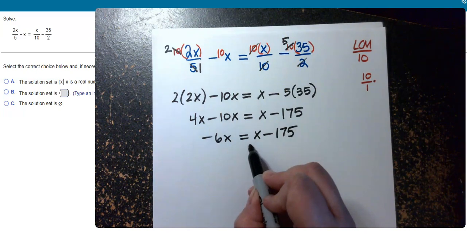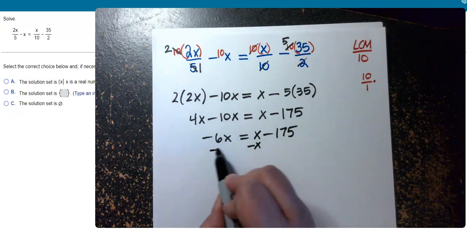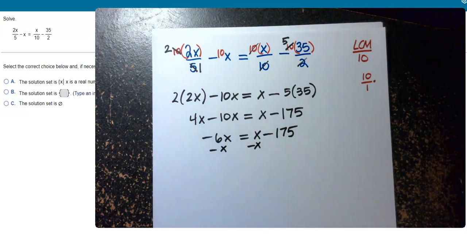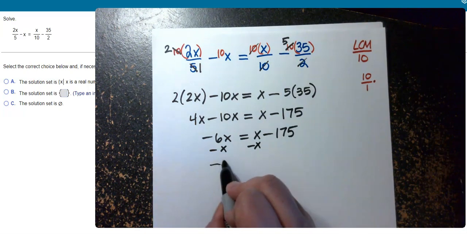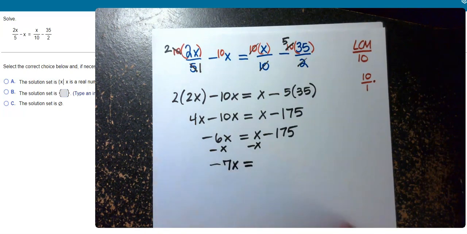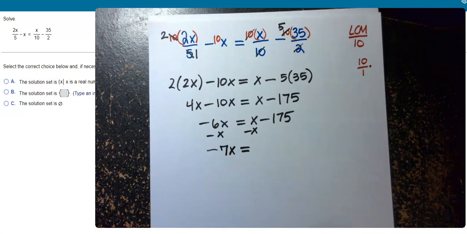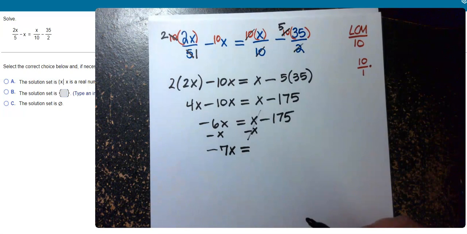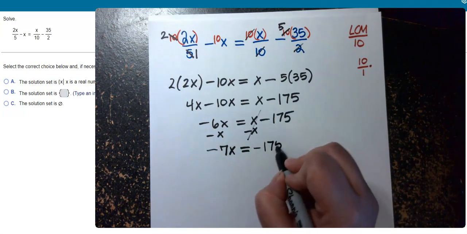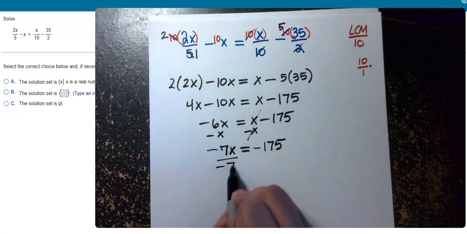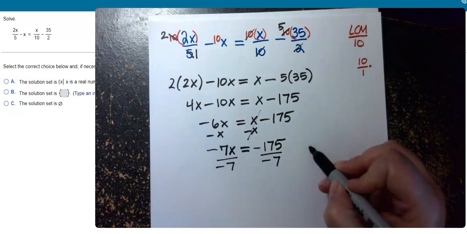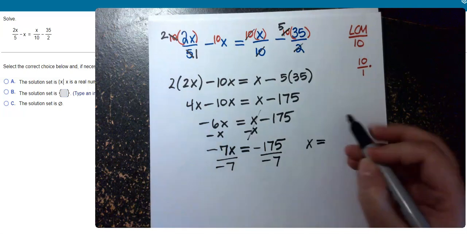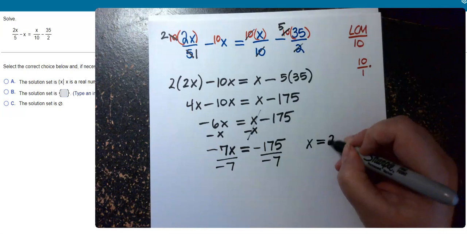I'm going to collect my x's on one side. If I have negative 6 x's and I subtract one more, I have negative 7 x's. That's the same as negative 6 x's plus negative 1x. This became 0, negative 175. Divide both sides by negative 7, and x equals, I believe, 25.